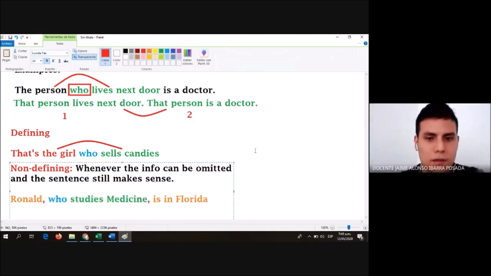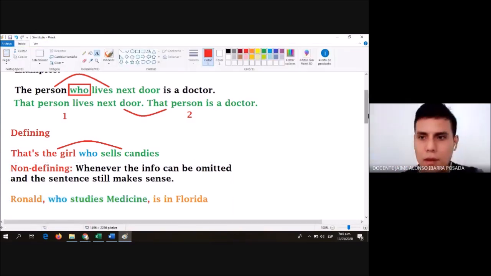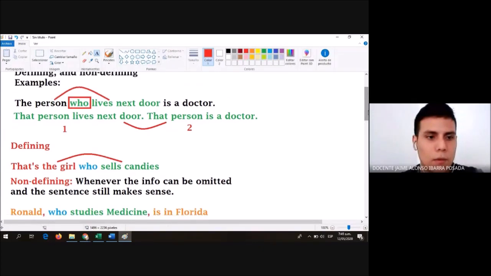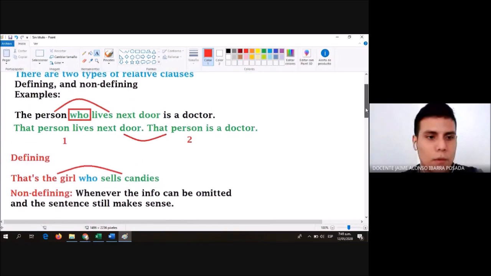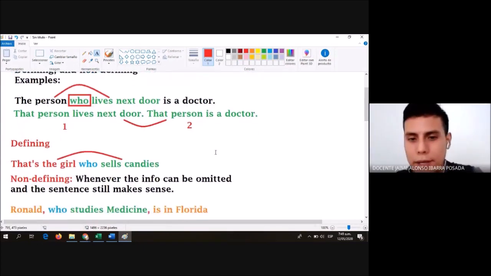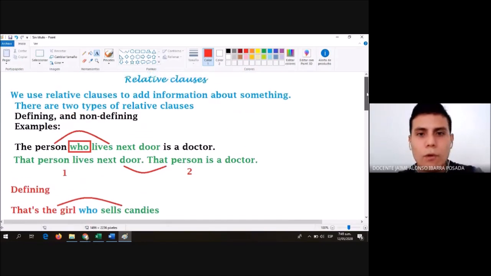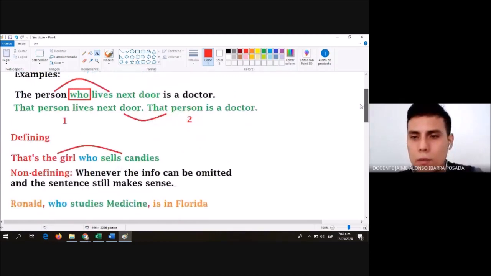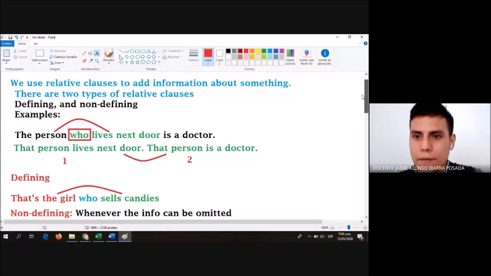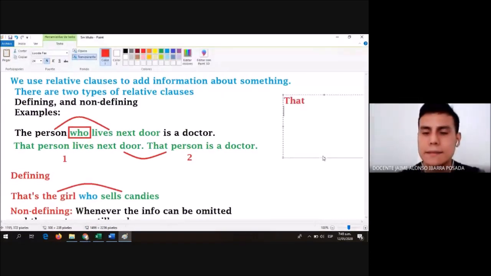Okay? So far, so good. I think we're getting the point. But in a moment, we're going to make more examples. Don't worry. Okay? Now, what are the relative pronouns? For the moment, and only for today, we're going to study the following: that, which, and who. Okay? Those are for today.